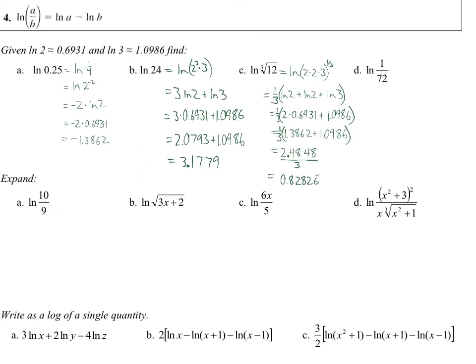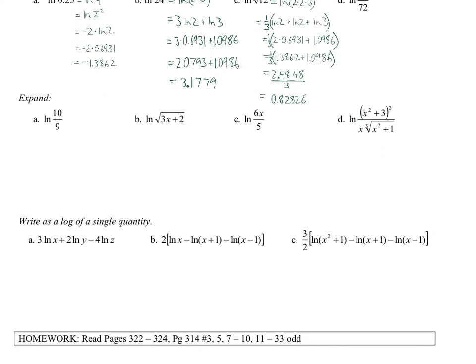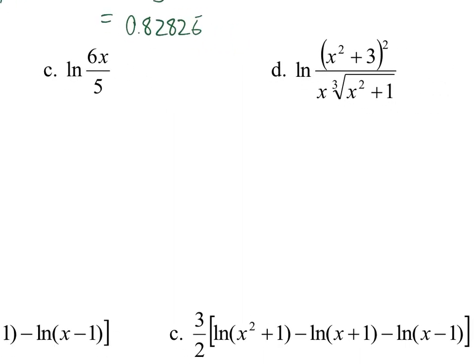Okay? Now, we can also use these rules to expand and contract. Alright? Let's start with C here. We won't do all of these, but how could I rewrite ln of 6x over 5? ln of 6x minus ln of 5. What could I do then? Yeah, I can make the 6 times x into ln of 6 plus ln of x minus ln of 5. Okay?